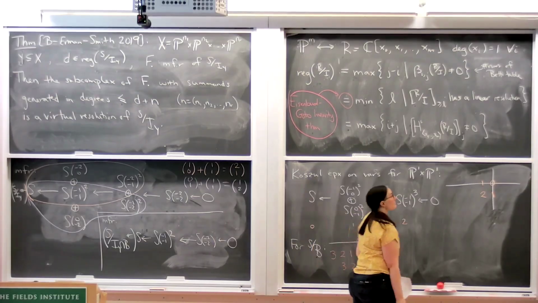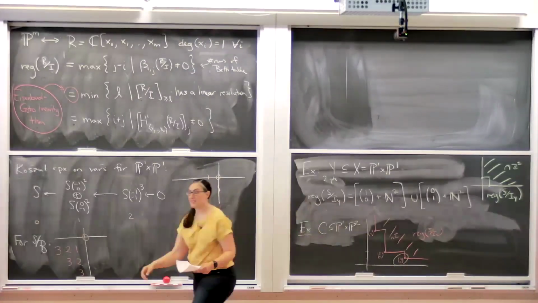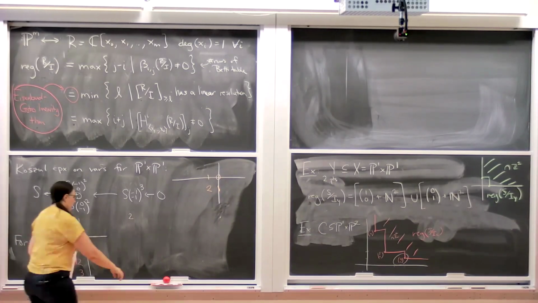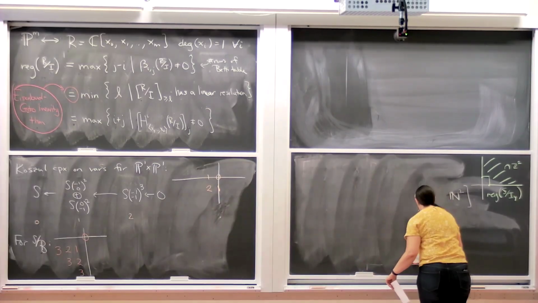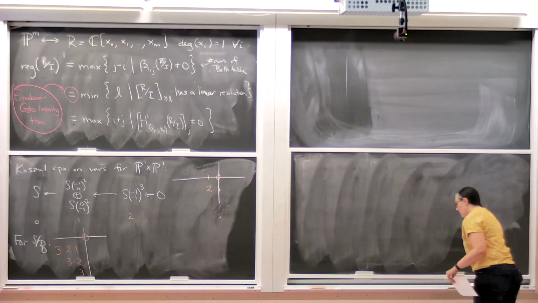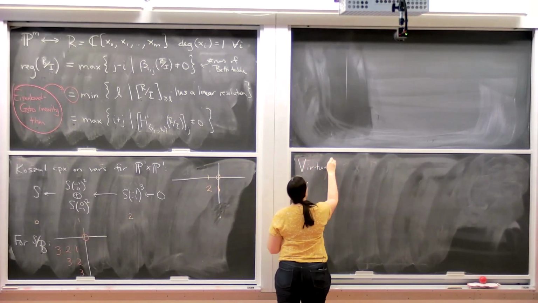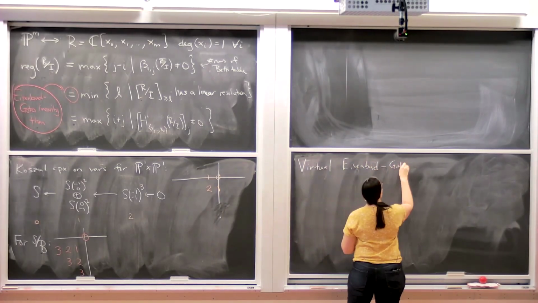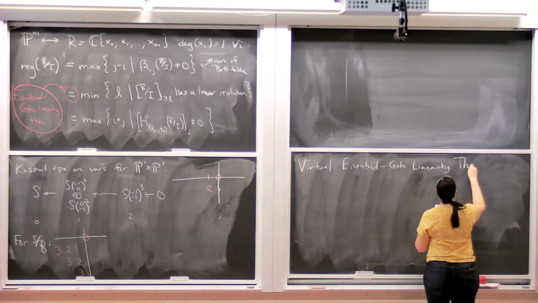I'll write down the last results and then be done. Well, I'll tell you what packages you need first. Okay. So this is now a virtual Eisenbud-Goto linearity. Oh, and I forgot the year. Actually, I don't think it's appeared yet.